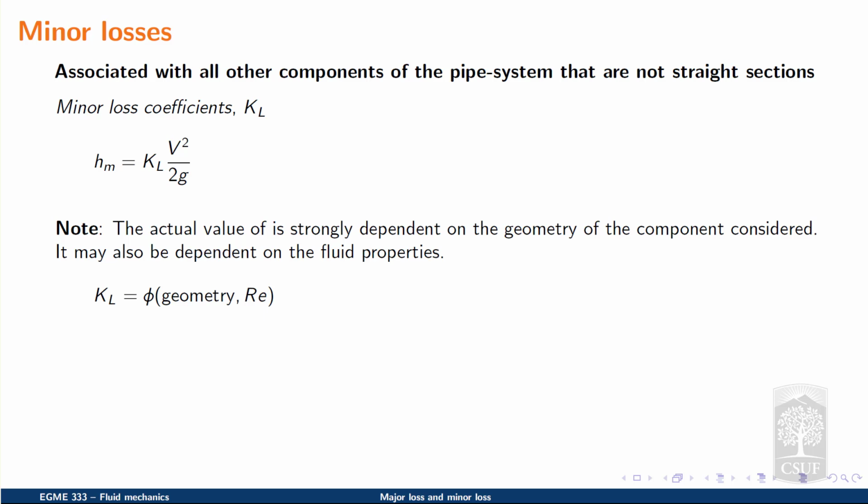But often, the minor loss coefficient is defined by the specific component or geometry of the component that you are working with and the corresponding value of the Reynolds number. And these values tend to depend on empirical data.